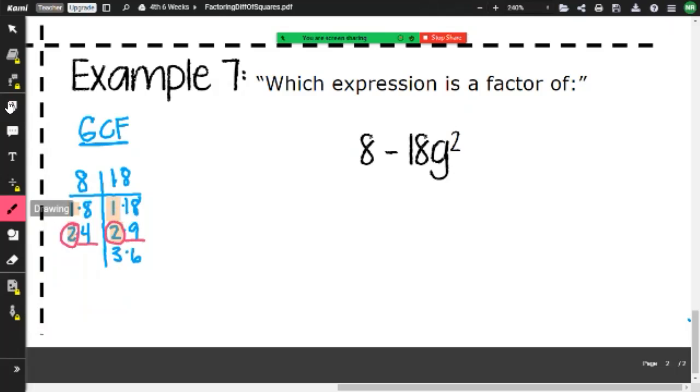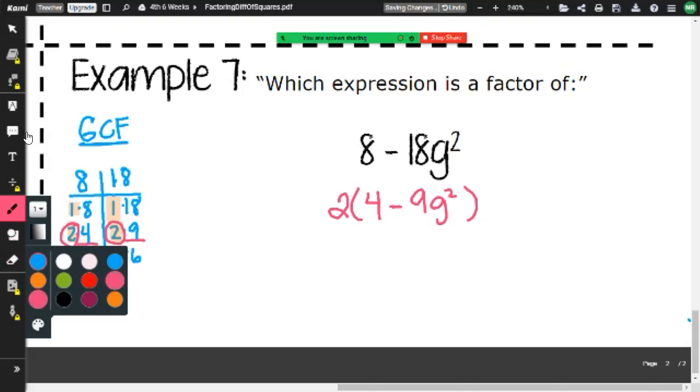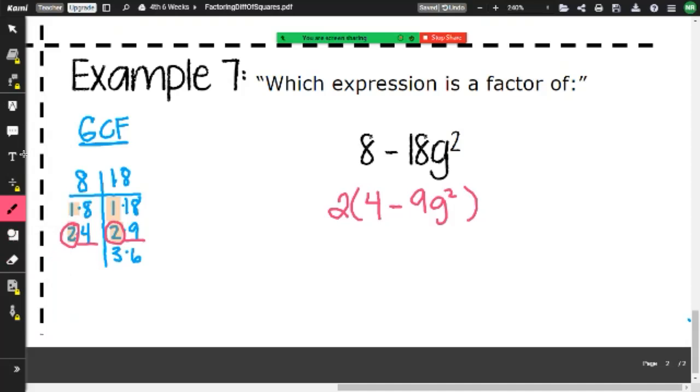So what goes on the outside of my parentheses? 2. Let's see what we have left over. I circled the 2 and I left what? Did I leave 4G? No, it didn't have a variable to begin with. So no 4G, just bring that sign straight down. I circled the 2 for the second term and I left a 9G squared.